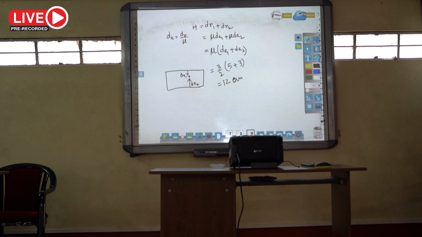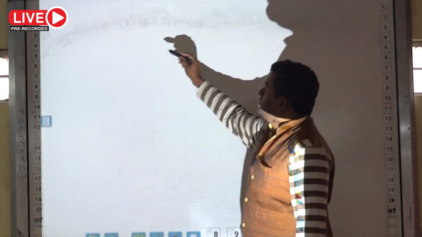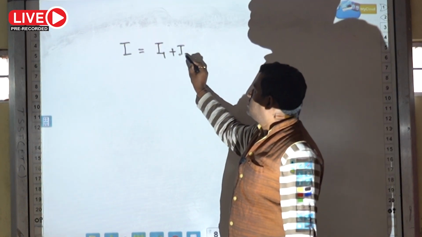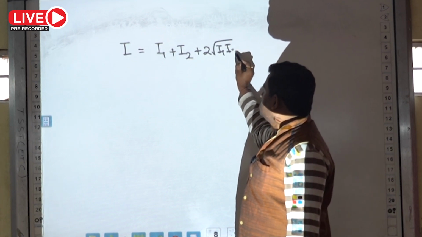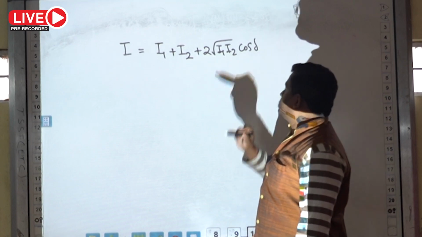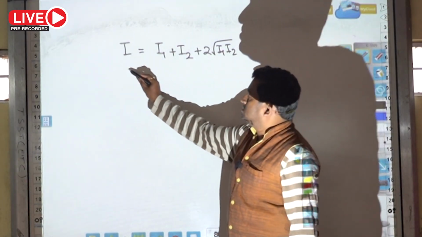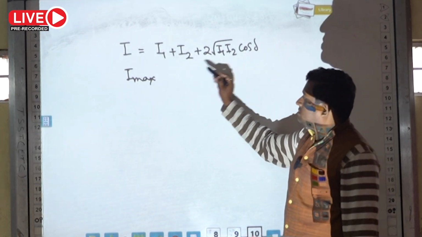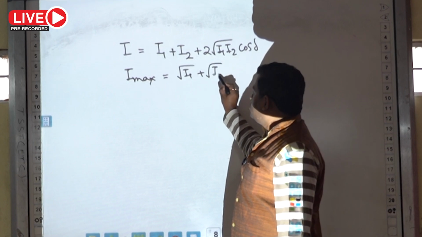Then question number 36. We know that intensity I equals I1 plus I2 plus 2 root I1 I2 cos delta. Delta is the phase difference. Now maximum intensity means cos delta is plus 1, so it will be (root I1 plus root I2) whole square.